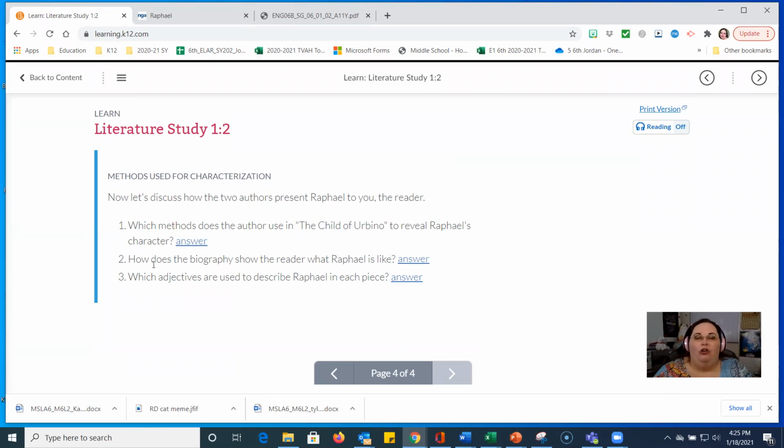How does the biography show the reader what Raphael was like? How did he do that? Check your answer. Copy and paste, put in your notes. Which adjectives are used to describe Raphael in each piece? Check your answer. Copy and paste. When you've done that, you're ready to go to the next part.